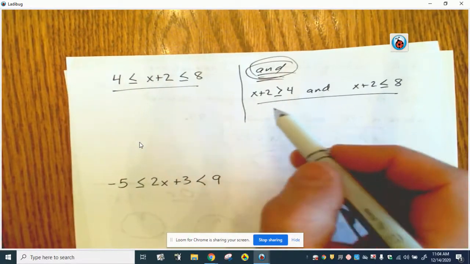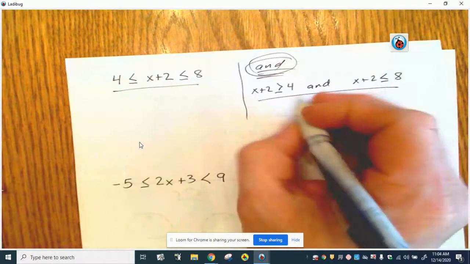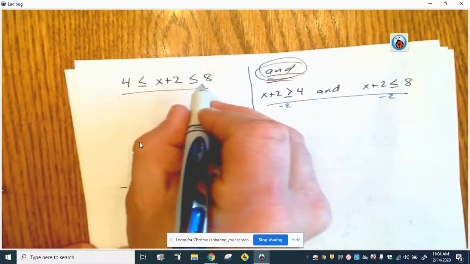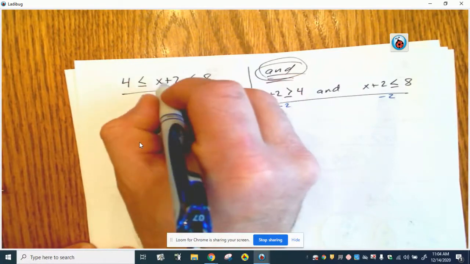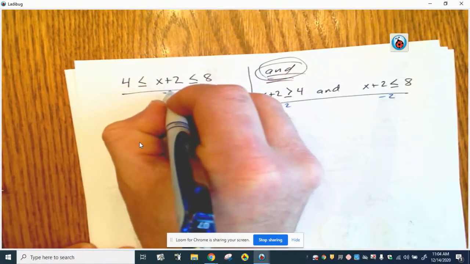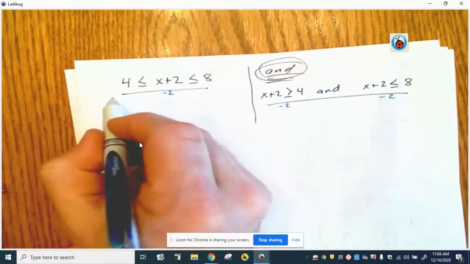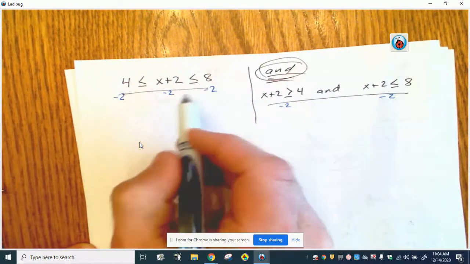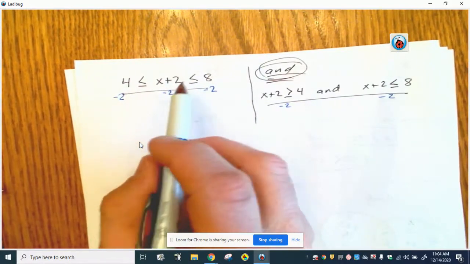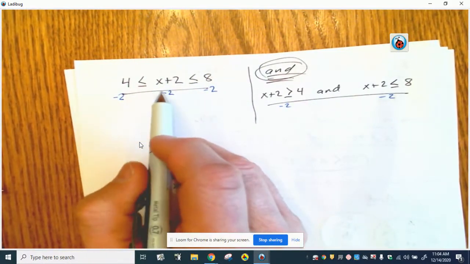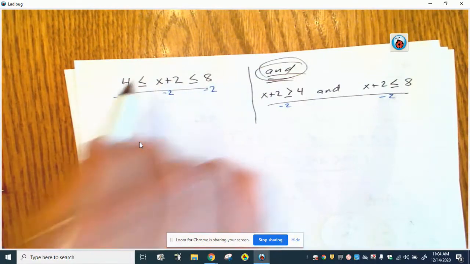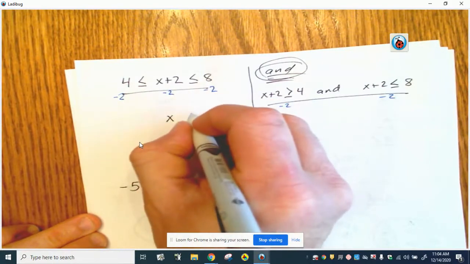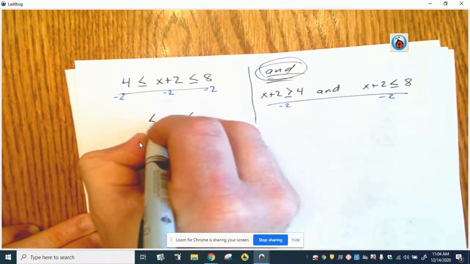Now, to solve them, you can solve them separately if you want to, or we can solve two inequalities at the same time. How do I get the x by itself? I want a minus 2. But if I minus 2 from here, I have to minus 2 from here, and I'm also going to minus 2 from over here, okay? So here I get the x by itself. I'm minusing, so I'm not going to flip signs over, okay?